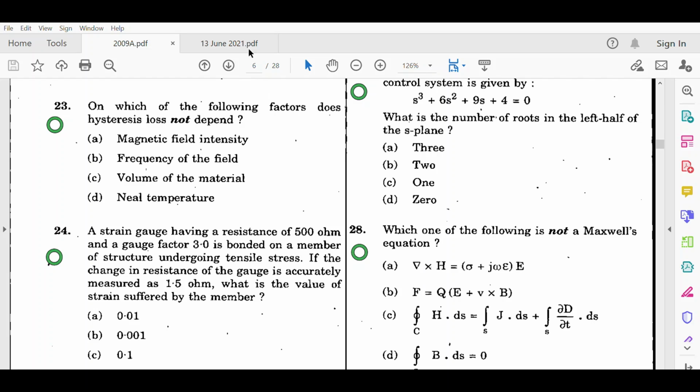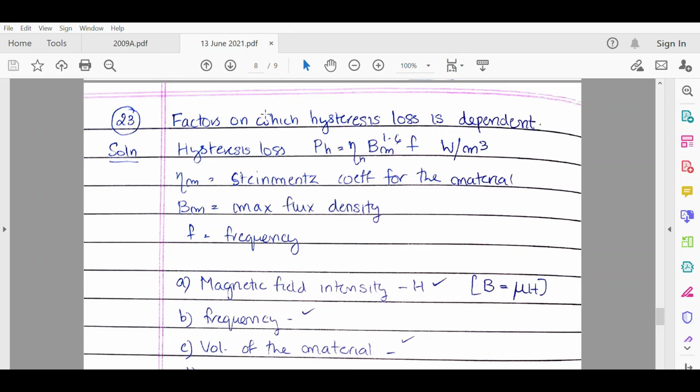Now let us see the details of hysteresis laws. Over here we have written the equation for the hysteresis loss per unit volume of a material. It is given as eta h into Bm raised to 1.6 into F. Now this eta h is nothing but the Steinmetz coefficient for the material, and Bm is the maximum flux density and F is the frequency.